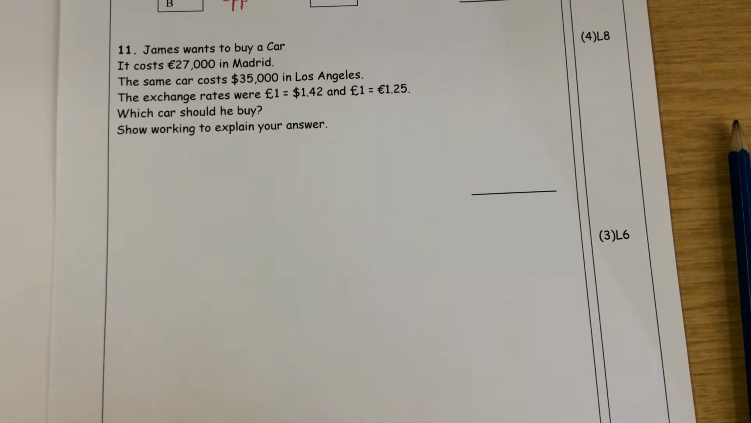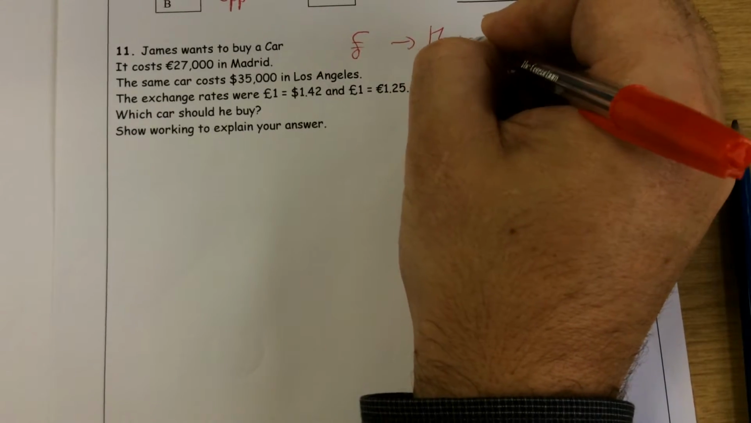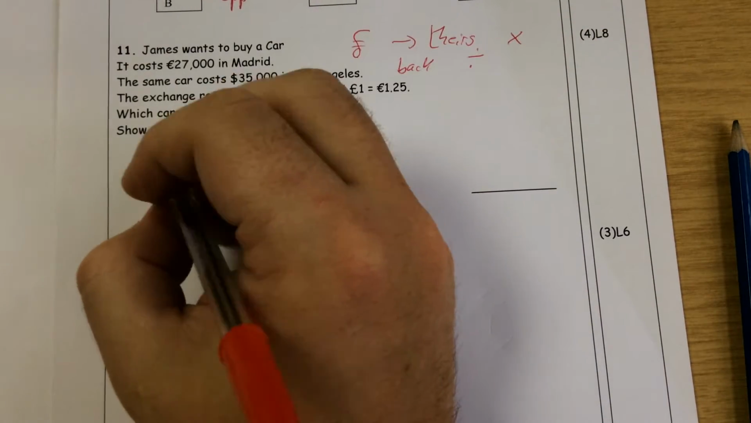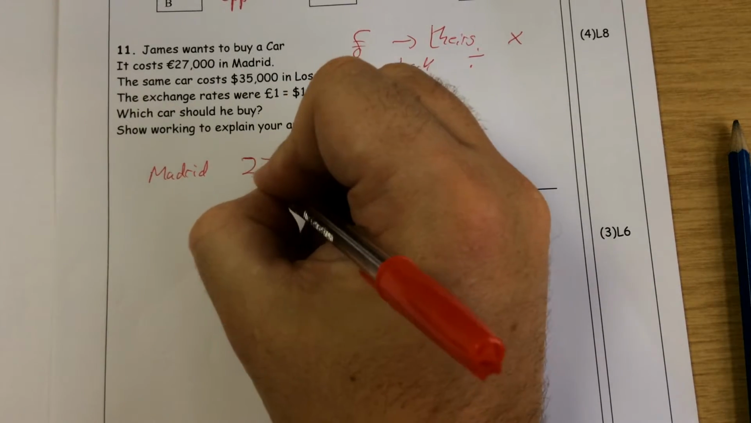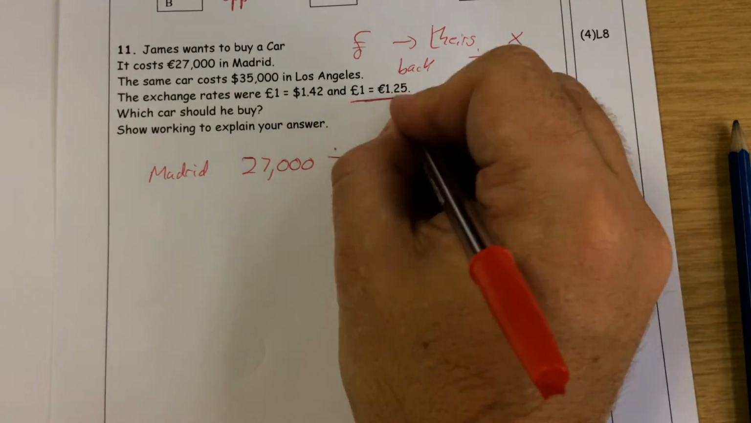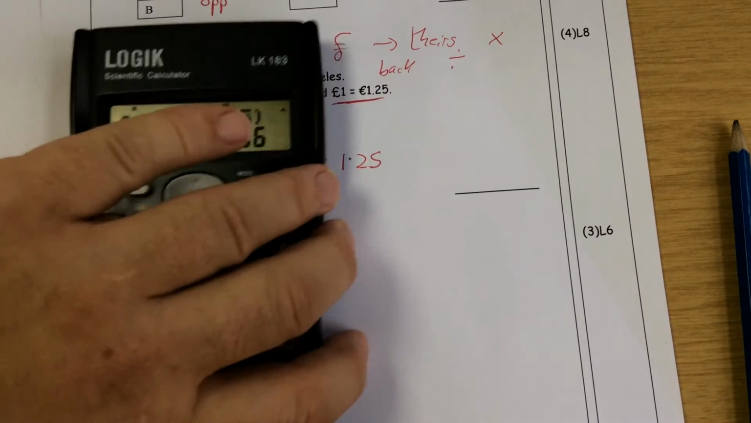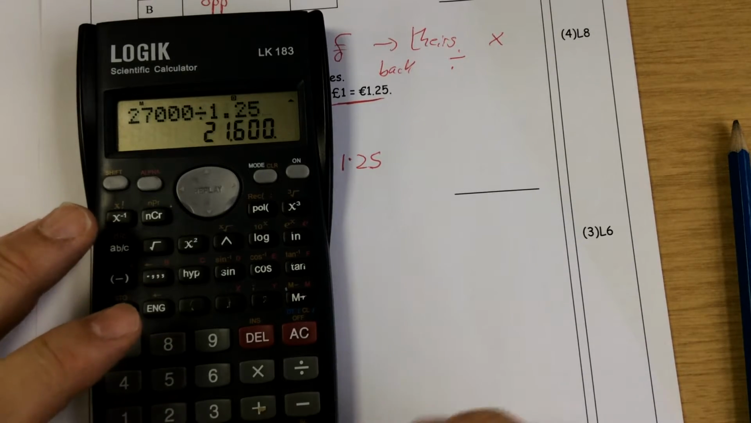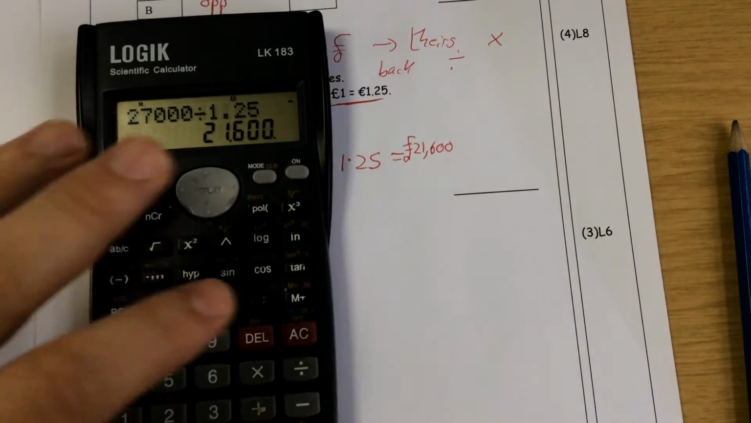Last question, question 11. When we change from pounds to euros, you multiply. And when we change back, we divide. So a car in Madrid would cost 27,000 euros. If I'm changing it into pounds, I divide by the exchange rate. The exchange rate for euros is 1.25. So if I'm working out the cost in Madrid, it would be 27,000 divided by 1.25, which is equal to £21,600.